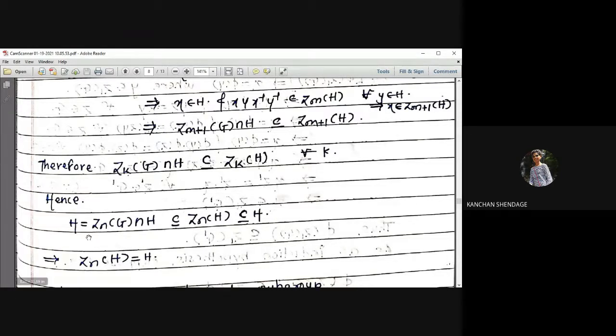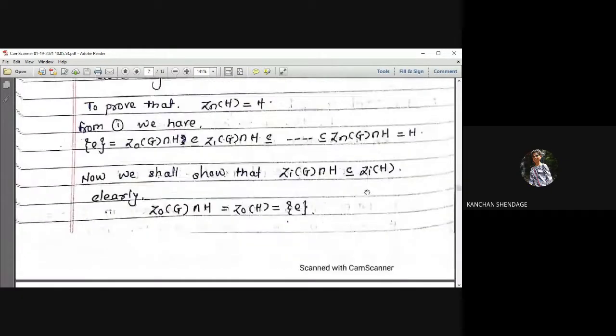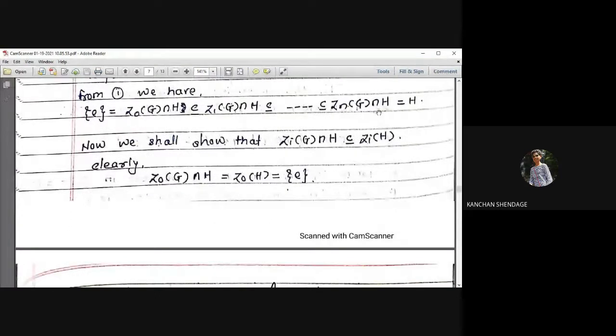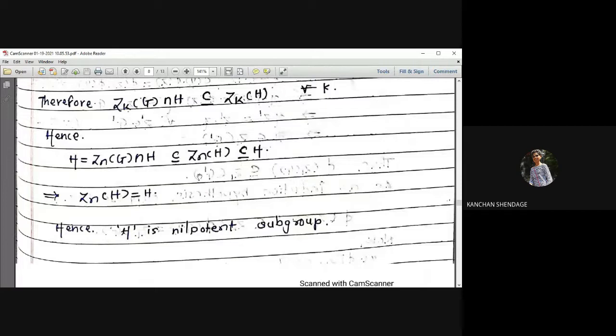ओके, याचा अर्थ काय? H is equal to Zn of G intersection H. ठीक आहे, लास्टला look at here, first row. Zn of G intersection H is nothing but what? H. Okay, here हेच दिलं इथं. H is equal to Zn of G intersection H, which is contained in काय आलं आता इथं? Zn of H. But Zn of H is always contained in H. It means that Zn of H is equal to H. Hence, we get the small positive integer n such that Zn of H is equal to H. Hence, H is the nilpotent subgroup. Okay, hence subgroup of a nilpotent group is nilpotent.